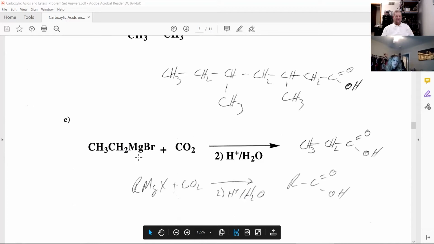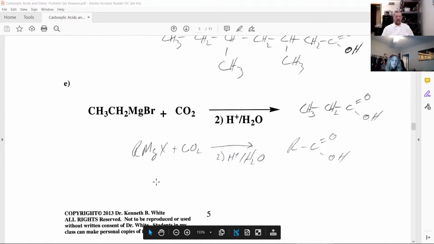What do we have? Ooh, what's different? Magnesium bromide on a carbon. RMgX, that's a Grignard. Oops, I don't have what X is, but that can be chlorine, bromine, or iodine. Next, we're reacting with CO2, carbon dioxide, and the second step is acid and water. And what do you get?